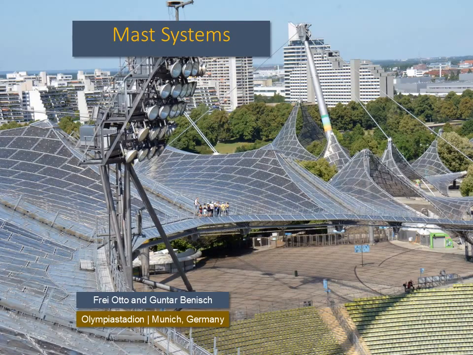The Munich Olympic Stadium is an early example of the use of a mast and suspension system. There is a very obvious contrast in the nature of the compressive mast structure with that of the large cable suspension system that gives form to this glazed roof.